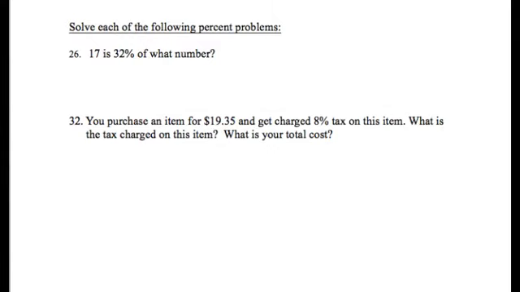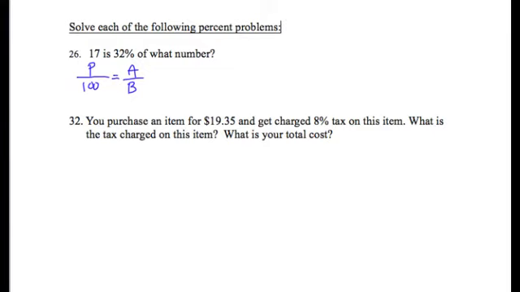All right, the next problems we'll take a look at are percent problems. We'll start with 26. 17 is 32% of what number? Well, anytime we're solving a percent problem, we're going to use our percent proportion to solve this. So P over 100 equals the amount over the base. And so the percent is always easy to find. It's the amount and base that get a little tricky.